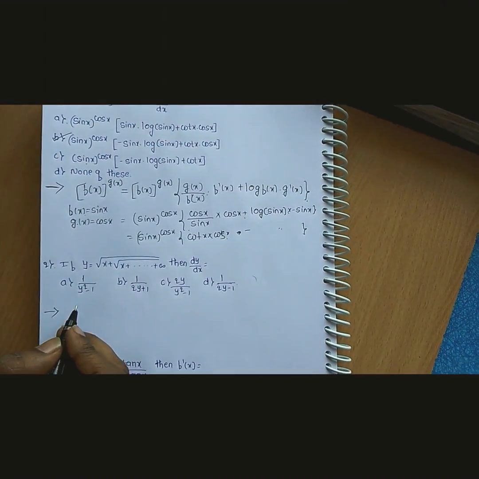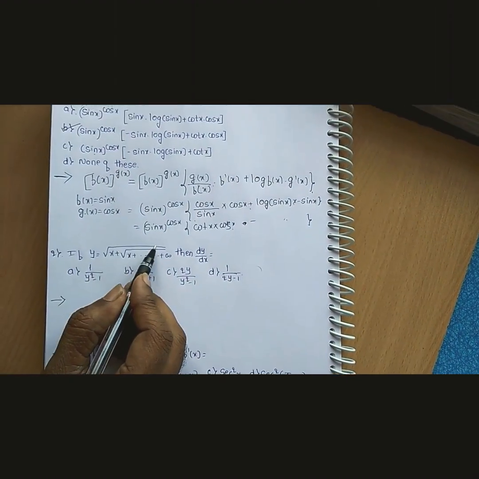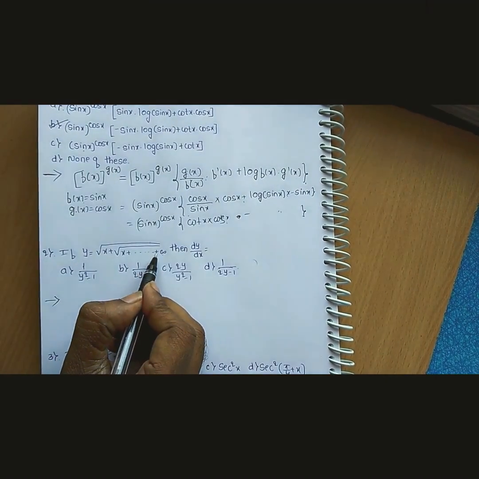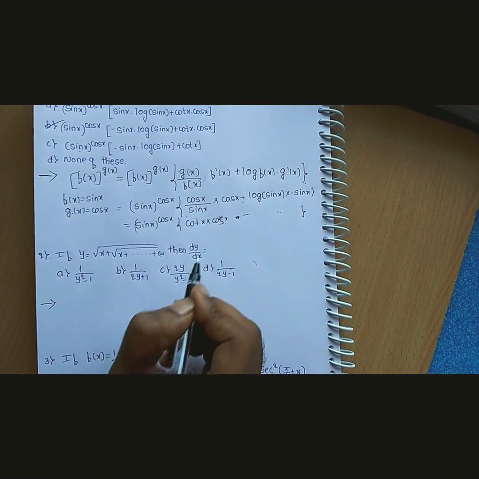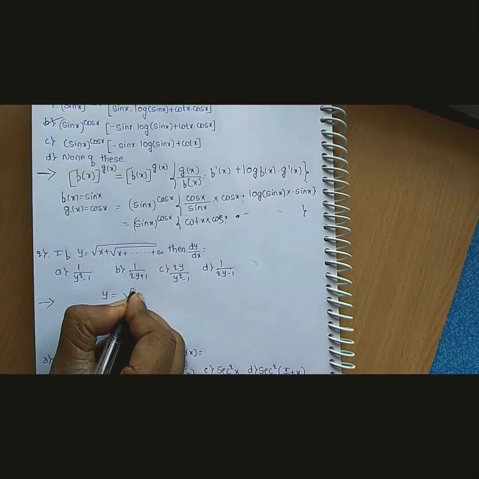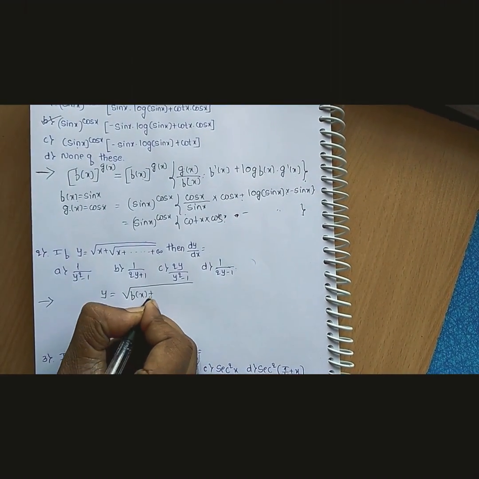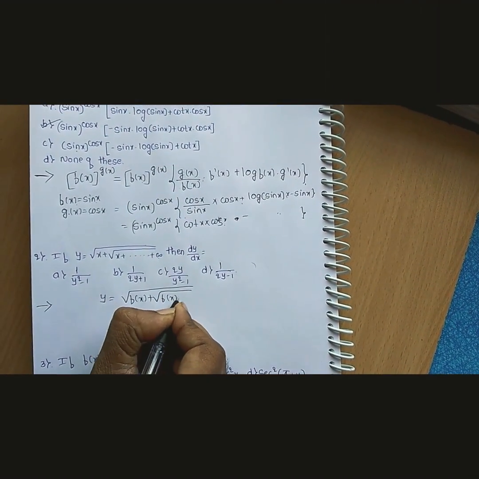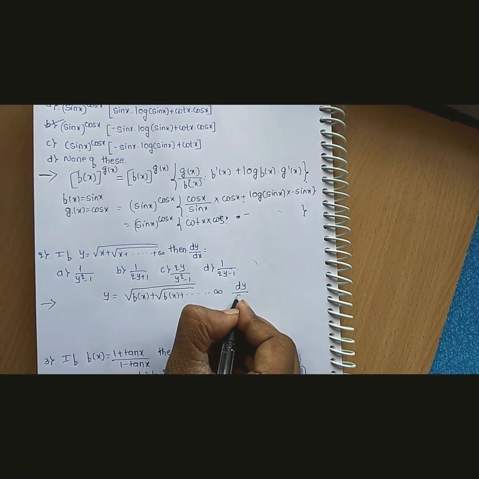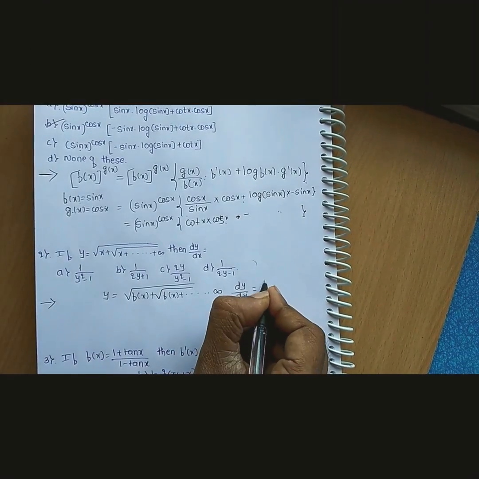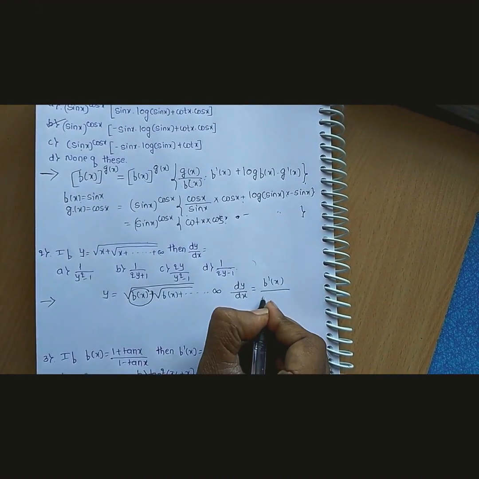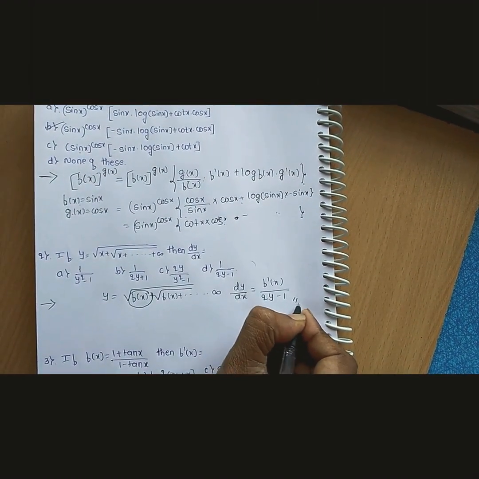Now we will move to the second question. Suppose y is equal to root of x plus root of x plus so on up to infinity, then we have to find the derivative. To find this derivative, I will tell one shortcut. Remember this. Suppose y is equal to root of f of x plus root of f of x plus so on up to infinity, then dy by dx is equal to f dash of x, the derivative of f of x, divided by 2y minus 1. That is our required answer.